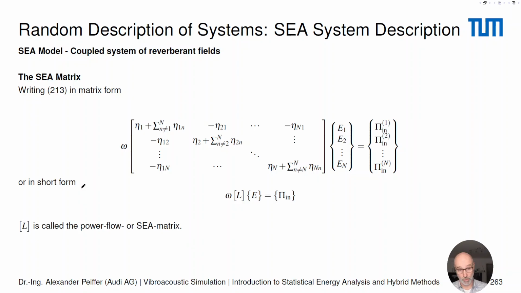We can write this in short form. So this is often denoted by matrix L. And this is called the power flow or SEA matrix that describes our power flow, or the energy exchange, of our complex network of a global SEA model.